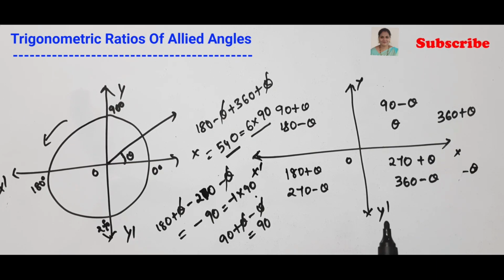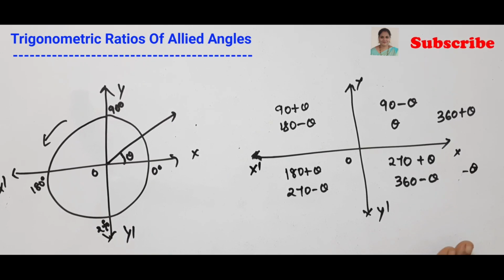Such angles are said to be allied angles, because the sum or difference is a multiple of 90. Sometimes you may get 0 also. So the result can be either 0 or a multiple of 90. Such type of angles are said to be allied angles.